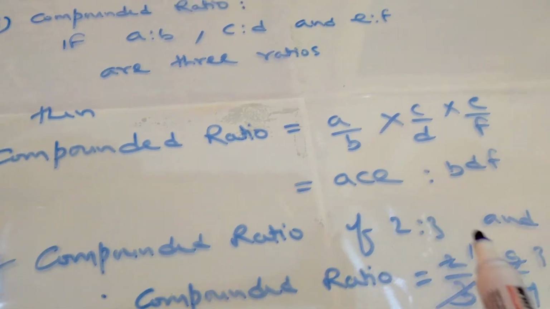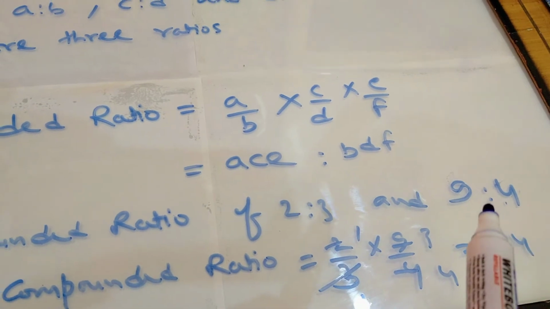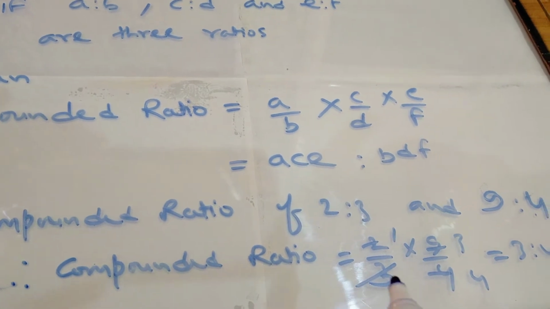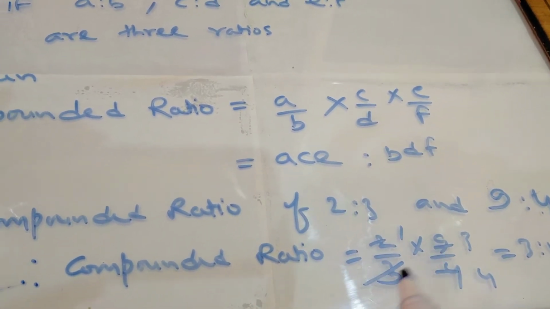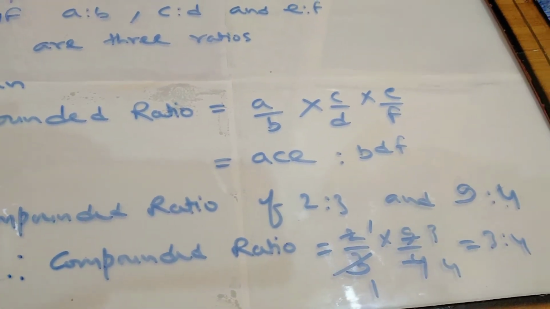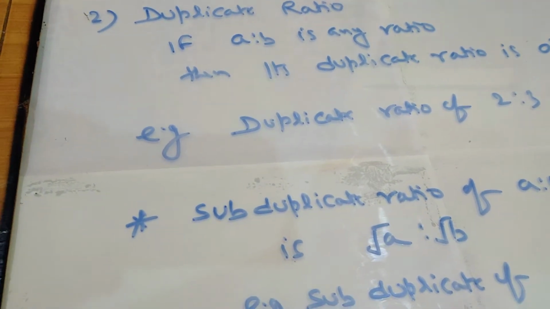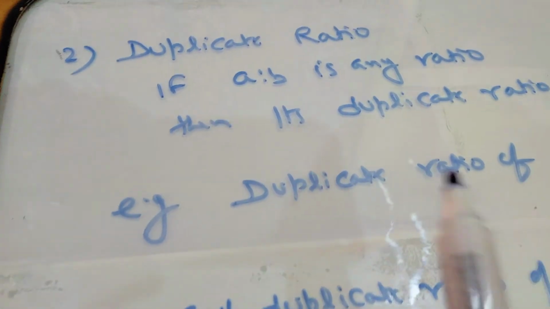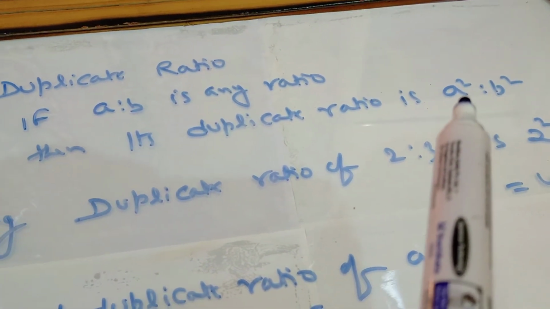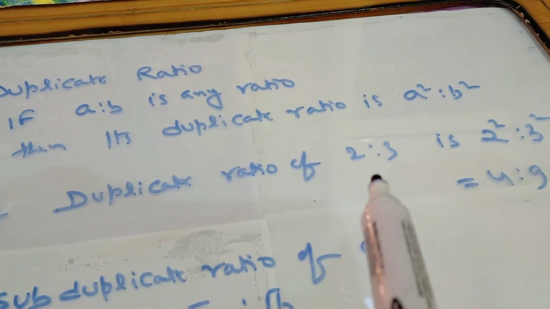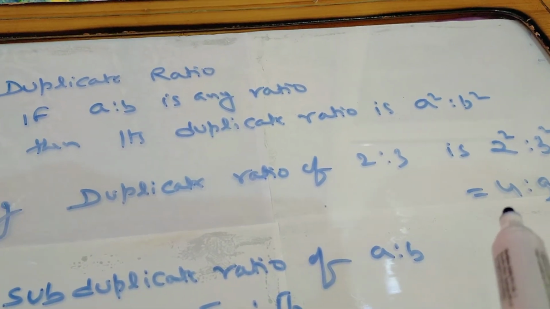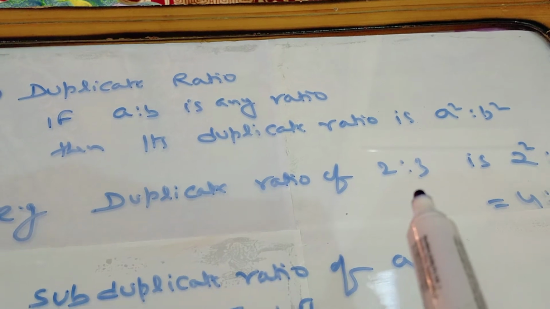Look at one example. We have two ratios, 2 is to 3 and 9 is to 4, and we are interested in the compounded ratio. So compounded ratio equals 2 upon 3 into 9 upon 4. After cancelling out 4 by 2 and 9 by 3, we get 3 is to 4. So the compounded ratio of these two ratios is 3 is to 4. Now students, see another topic. This is duplicate ratio. If A is to B is any ratio, then its duplicate ratio is A square is to B square. For example, duplicate ratio of 2 is to 3 is 2 square is to 3 square. 2 square means 4, 3 square means 9. So 4 is to 9 is the duplicate ratio of 2 is to 3.